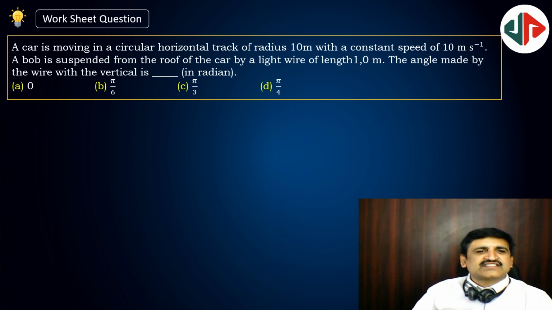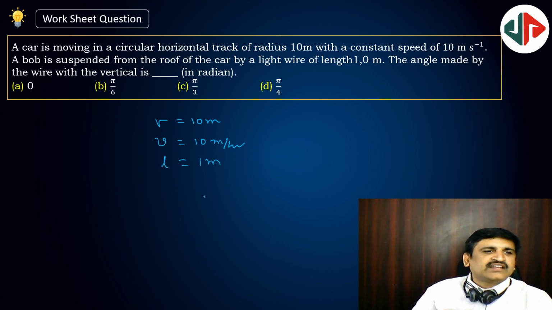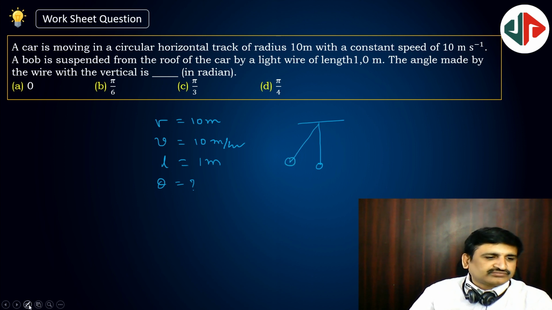A car is moving in a circular horizontal track of radius r = 10 meters with a constant speed v = 10 meters per second, and a bob is suspended from the roof of the car with a string of length 1 meter. The angle made by the string, theta, is equal to how much? If the car is accelerated, then the bob will swing back like this. So in this case, what is this?